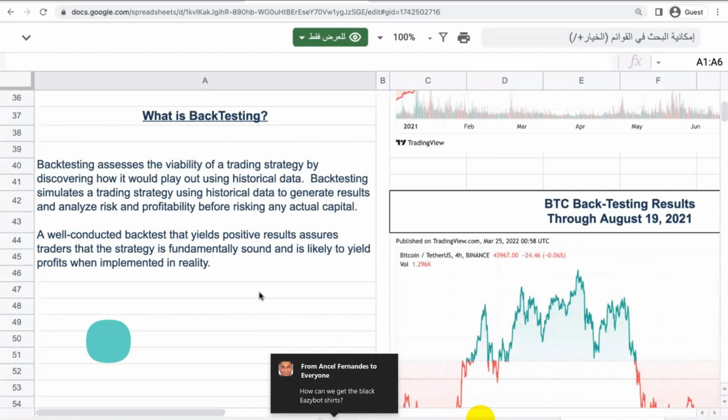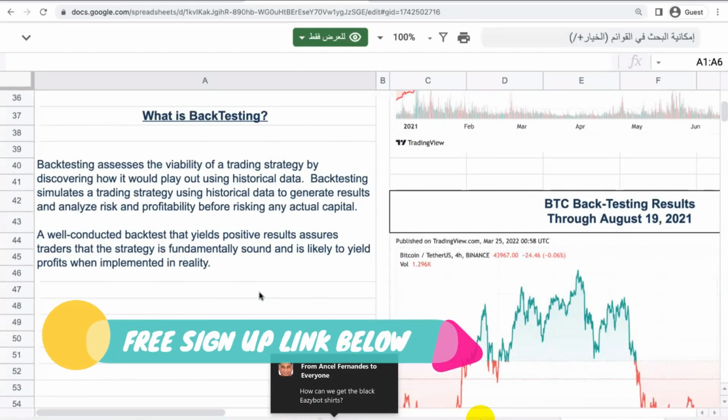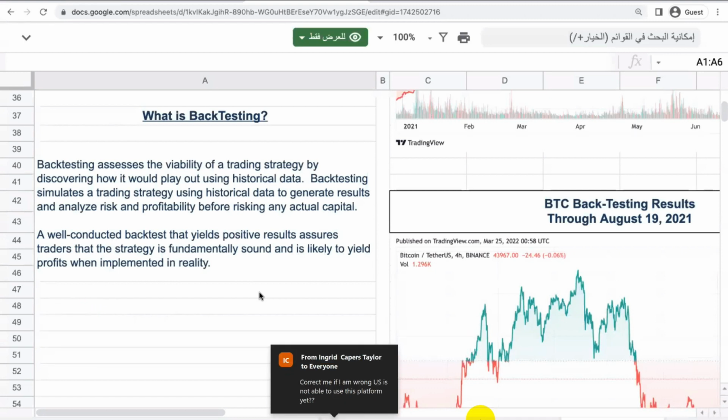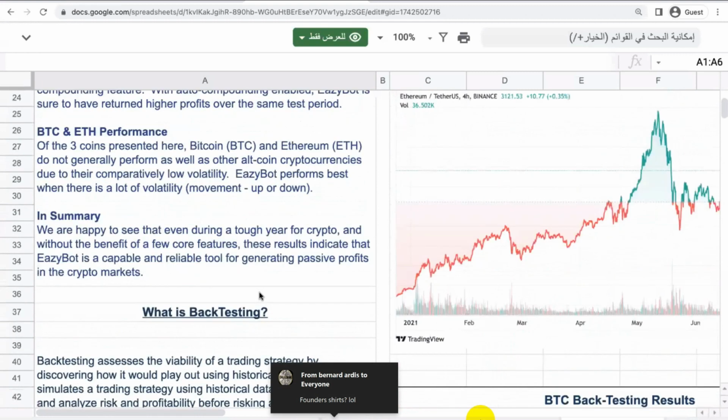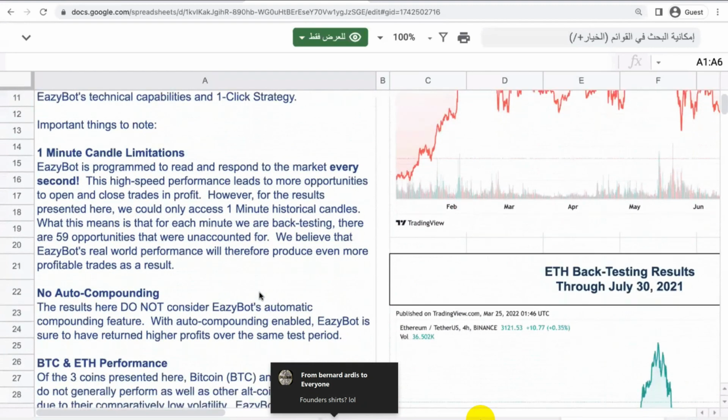Backtesting assesses the viability of a trading strategy by discovering how it would play out using historical data. Backtesting simulates a trading strategy using this historical data to generate results and analyze risk and profitability before risking any actual capital. A well-conducted backtest that yields positive results assures traders that the strategy is fundamentally sound and is likely to yield profits when implemented in reality. So that's what backtesting is. That's what we've done here. And some other notes that are important.